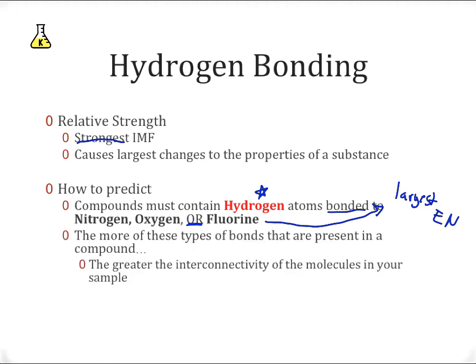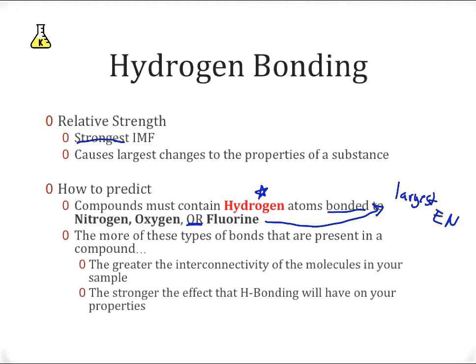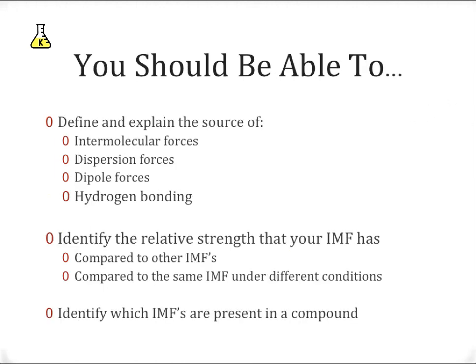Wrapping it up, the more of these types of bonds, these hydrogen to nitrogen, hydrogen to oxygen, or hydrogen to fluorine bonds that are present in your compound, the greater the interconnectivity is going to be between your molecules. If you have more than one of them, you'll be able to form 2 or 3 of these types of connections as opposed to just one. And then taking that one step further, this leads to a stronger effect that the hydrogen bonding will have on your properties. So not only does hydrogen bonding affect the materials the most, but having more hydrogen bonds present is going to affect those materials even more. And that's it for this video.